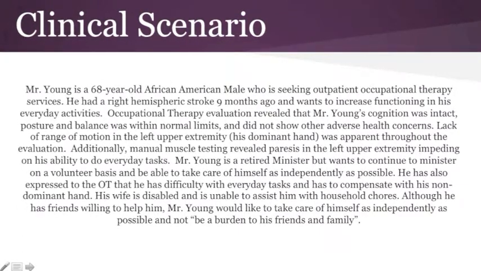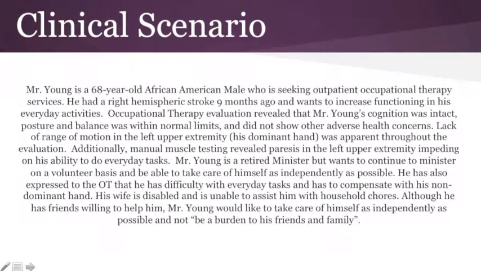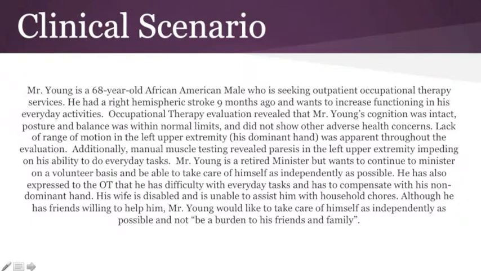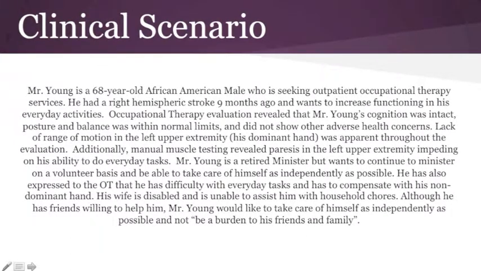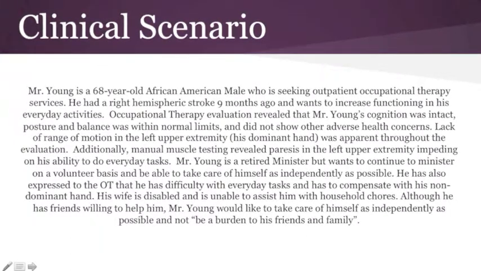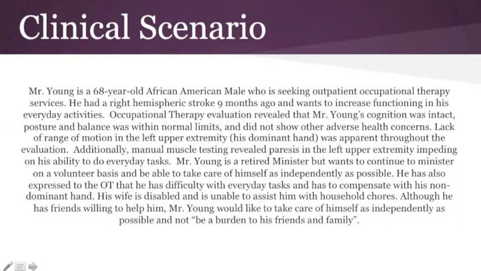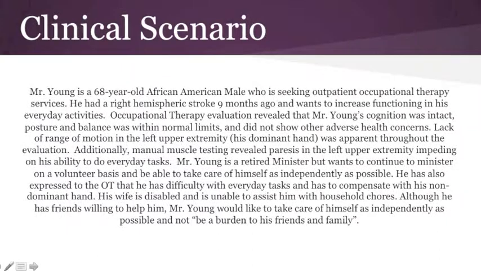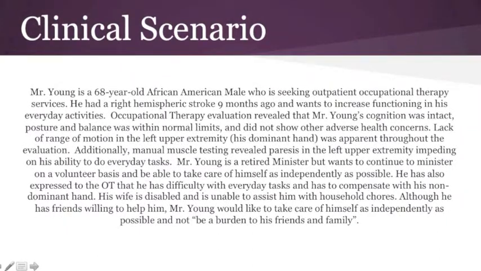He has also expressed to the OT that he has difficulty with everyday tasks and has to compensate with his non-dominant hand. His wife is disabled and is unable to assist him with household chores. Although he has friends willing to help him, Mr. Young would like to take care of himself as independently as possible and not be a burden to his friends and family.